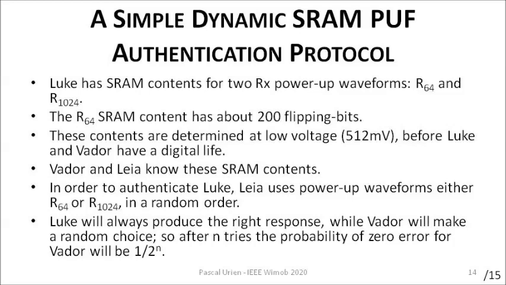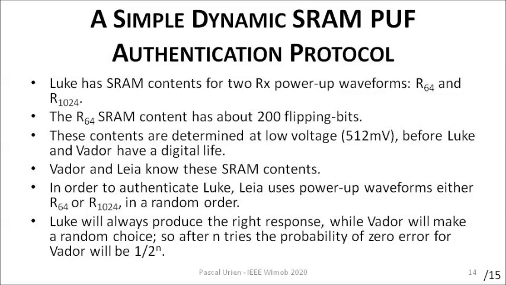Look at SRAM contents for two RX power-up waveforms, R64 and R1024. The R64 SRAM content has about 200 flipping bits. These contents are determined at low voltage, 512 millivolts, before Lux and Vador have a digital life. Vador and Leah know these SRAM contents. In order to authenticate Lux, Leah uses power-up waveforms, either R64 or R1024, in a random order.